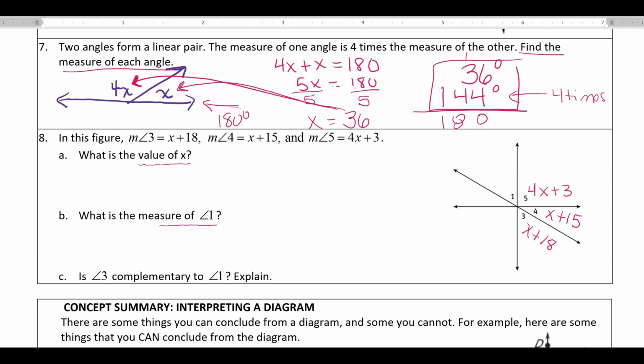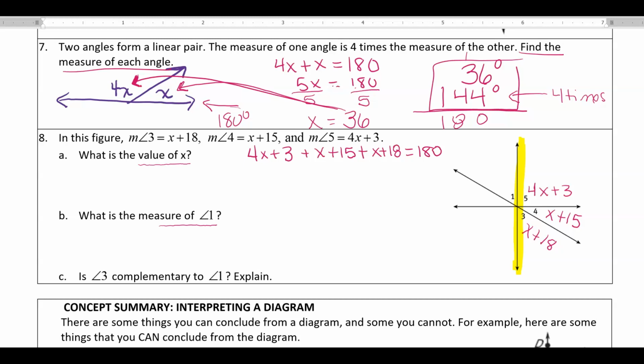Well, the first thing I notice is that all 3 of these angles are forming a line. So since they are forming a line, I can add all 3 angles up and set them equal to 180. We know that as the angle addition postulate. So we're going to take 4x plus 3. We are going to take the x plus 15. And we are going to take the x plus 18. And we are going to set that equal to 180 degrees.